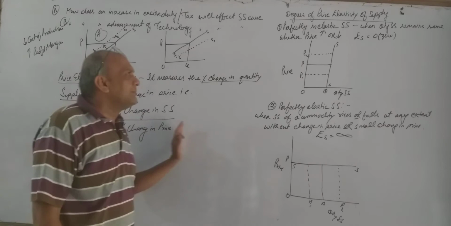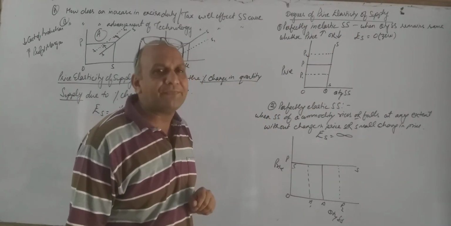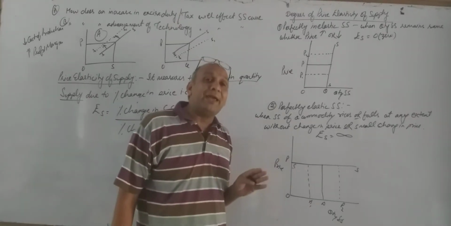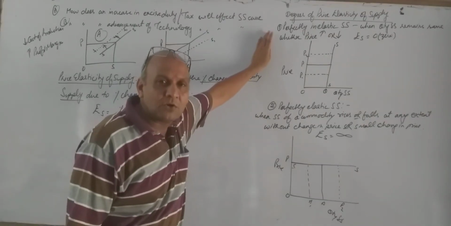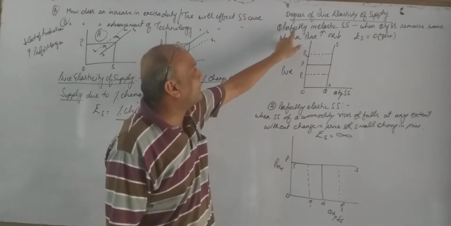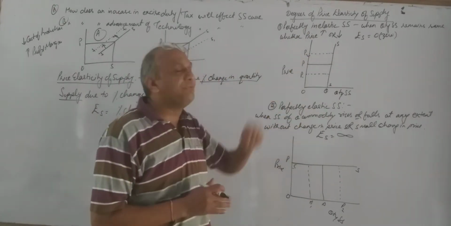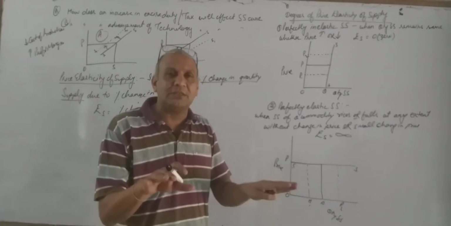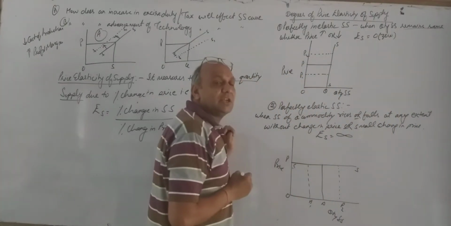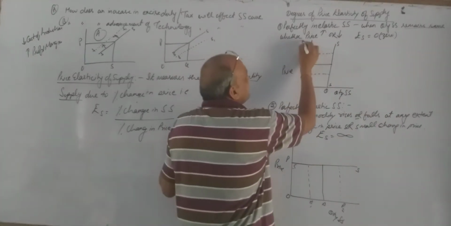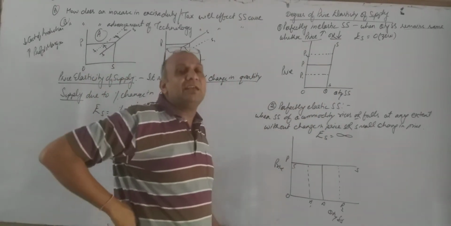The next topic here is degrees or coefficient of price elasticity of supply. Here also, as we discussed in price elasticity of demand, we have 5 different coefficients or degrees. Number 1, perfectly inelastic supply. Inelastic means when change is less, and perfectly inelastic means when change is not there. When quantity supplied remains the same, it does not change at all, whether price increases or decreases, then it is known as perfectly inelastic supply.